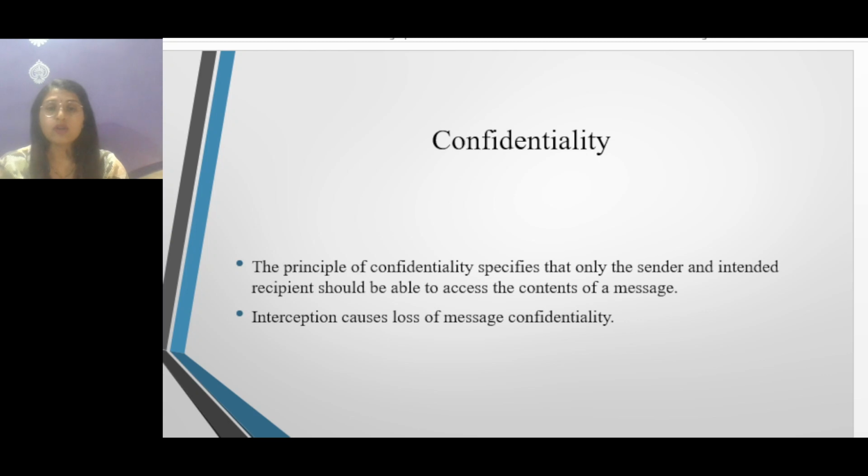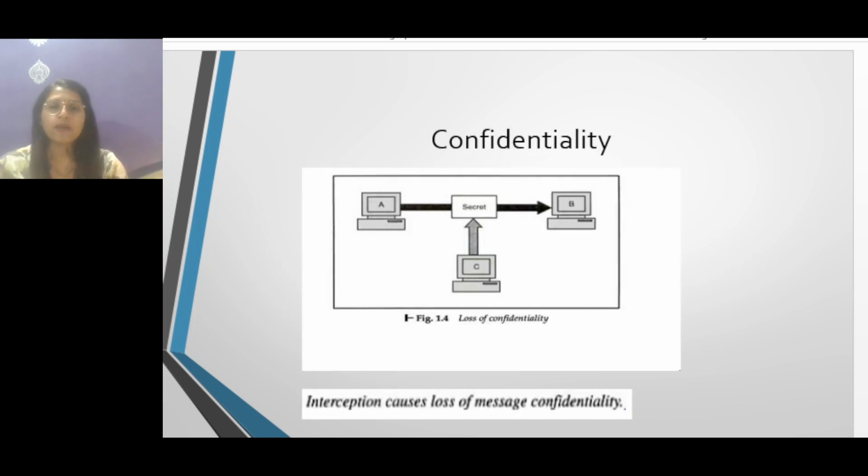Interception causes loss of message confidentiality. If an unauthorized person is able to access the message, then you can say that message confidentiality is lost. For example, over here, a message is sent from the sender A to the recipient B, and the intruder C gets the content of the message. So over here, there is a loss of confidentiality. Interception causes loss of message confidentiality.